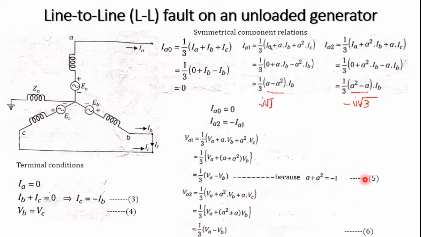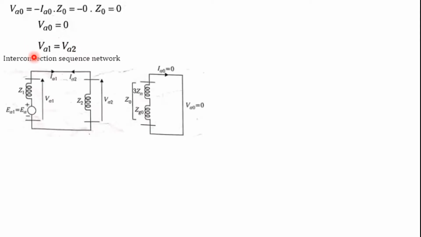Using equations 5 and 6, VA0 is already 0, because VA0 is equal to minus IA0 Z0, and IA0 is already 0, hence this will become 0. So from equations 5 and 6, VA1 is equal to VA2. From this we can write the interconnection of the sequence networks.